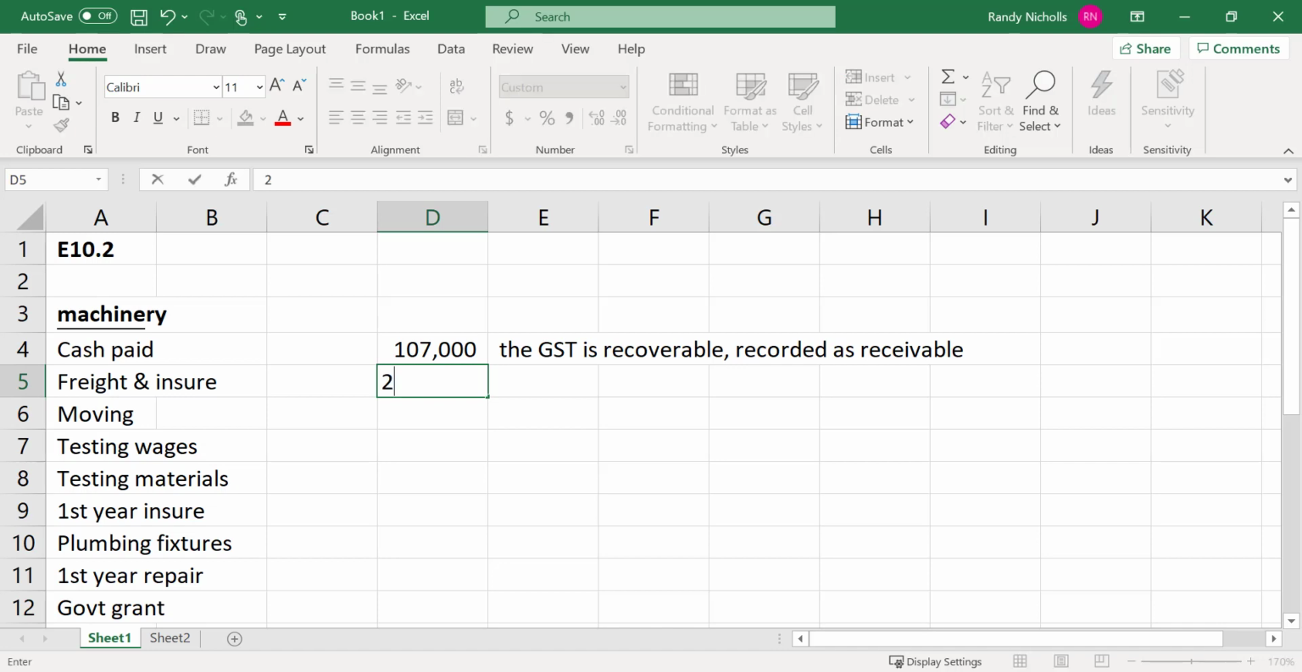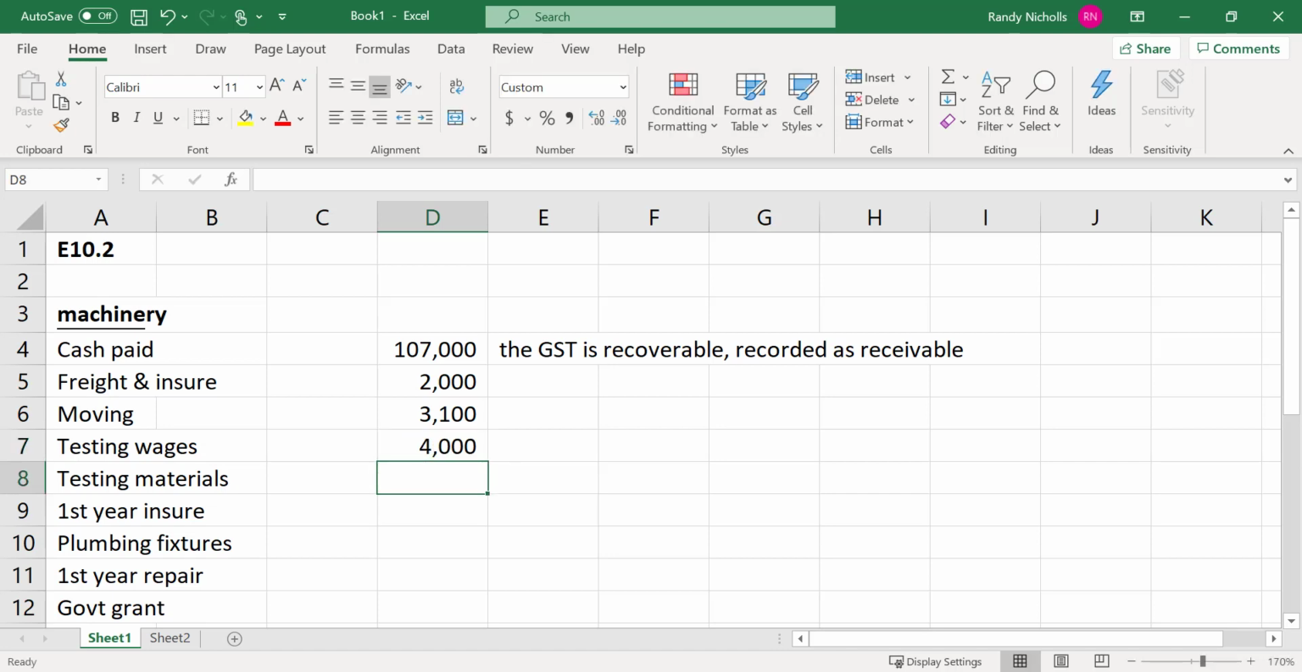Freight and insurance costs on transit, well, those are fine. That's just a normal cost of getting it where I want it, in the condition I want it. Cost of moving machinery into place, again, where I want it, condition I want it. Testing wages and testing materials, those are both fine. You need to get it working. So this is before it's working.